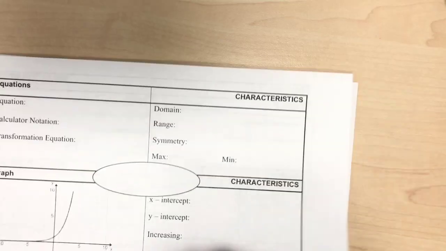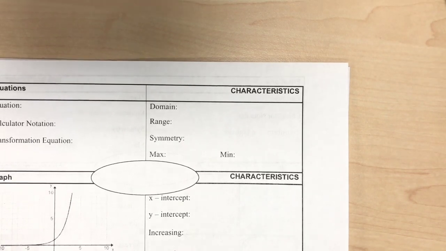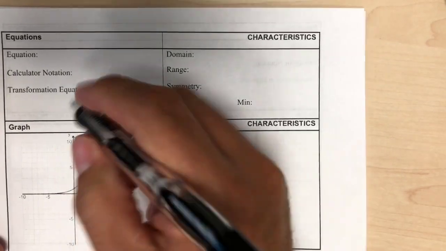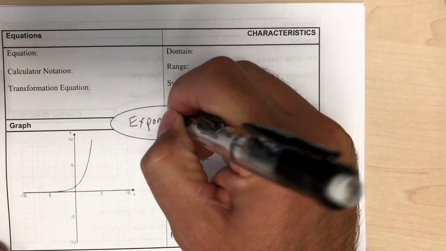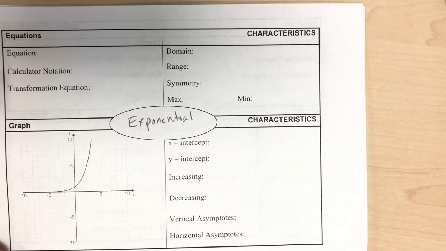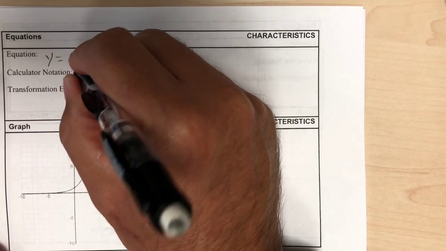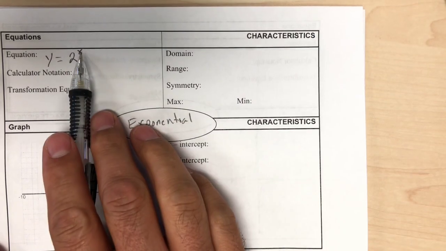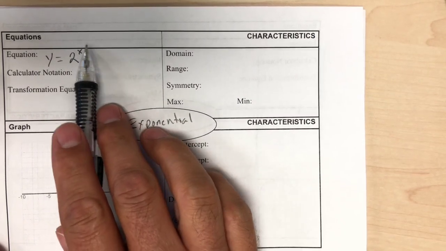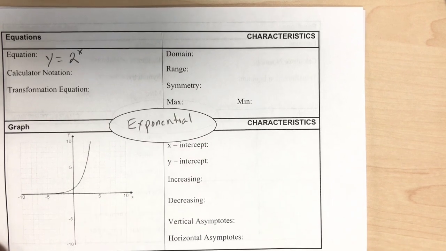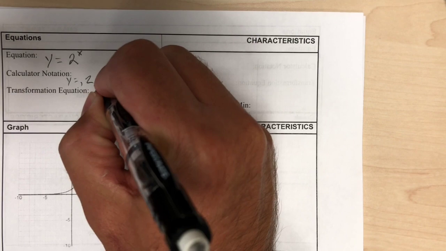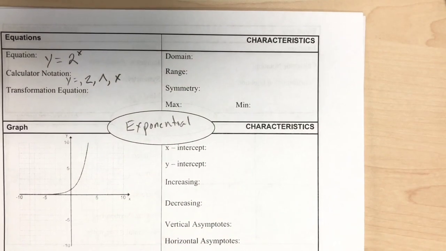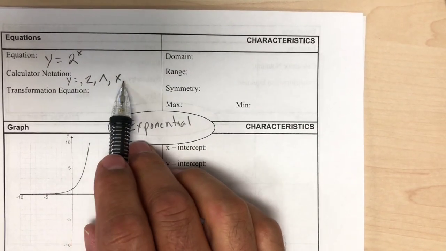All right, our next graph is called an exponential. So an exponential function. That equation is y equals 2 to the power of x. So now the variable x is in the exponent. So that's why it's called an exponential function. Calculator: y equals 2, the caret button, and then x.